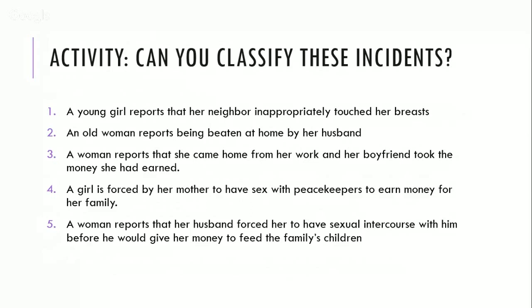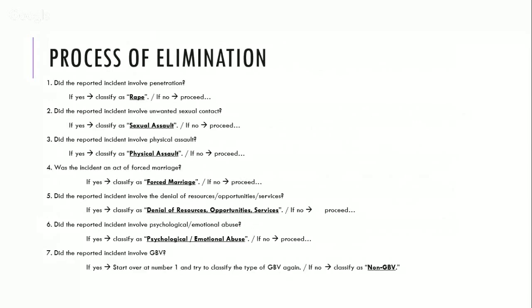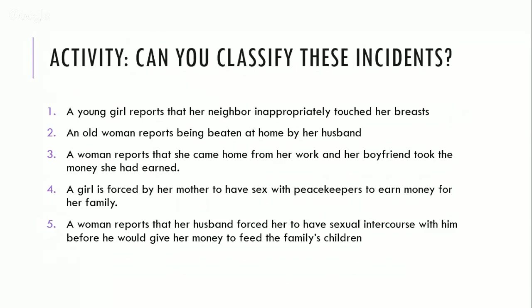Let's move on to the next question. A woman reports that she came home from her work and her boyfriend took the money she had earned. Let's go back to our questions. Did the incident involve penetration? No. Did the incident involve unwanted sexual contact? No. Did the incident involve physical assault? No. Was the incident an act of forced marriage? No. Did the incident involve denial of resources, opportunities, or services? Since her boyfriend took the money she had earned, we can stop and classify this incident as denial of resources, opportunities, or services.